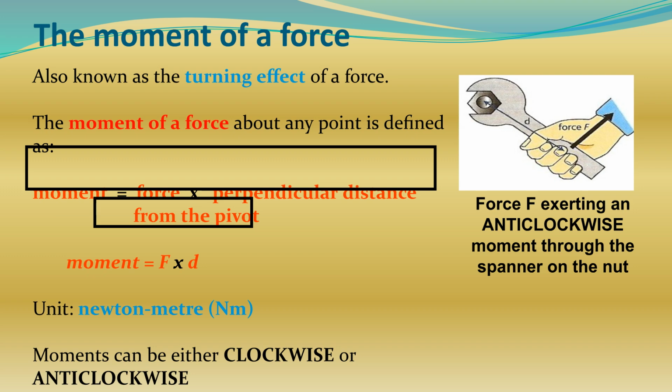The moment of a force is also known as the turning effect. It's calculated as force multiplied by the perpendicular distance from the pivot. The unit is the Newton meter, or Nm. Moments can be clockwise or anti-clockwise.